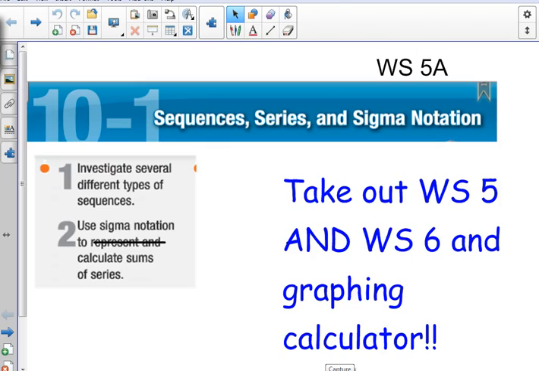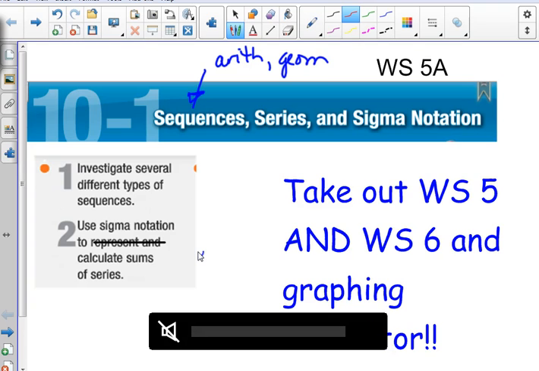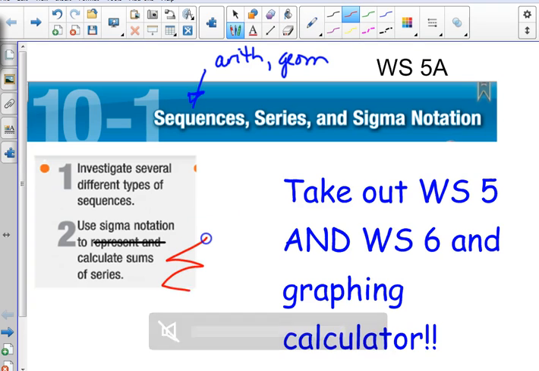So we have already talked a lot about sequences of numbers. We've talked about arithmetic and geometric and explicit and recursive and all kinds of stuff. So part of this lesson is review, and then it's going to talk about this notation, summation notation or sigma notation. Have you seen that before in science class maybe? Chemistry, it means you add up a bunch of stuff, right?